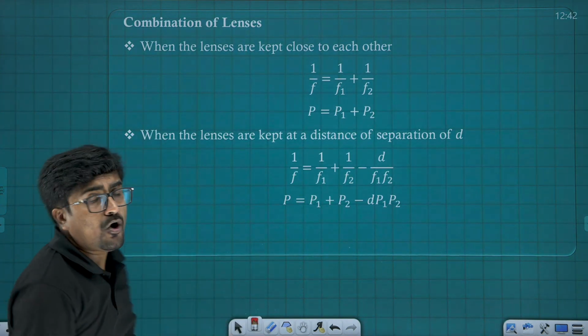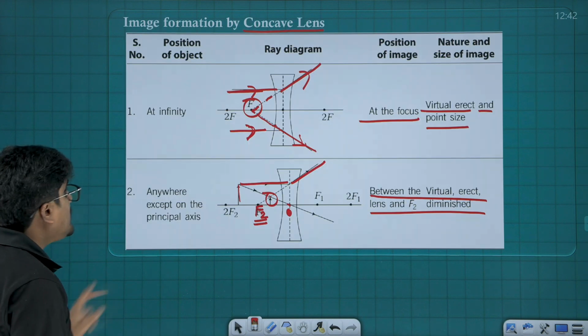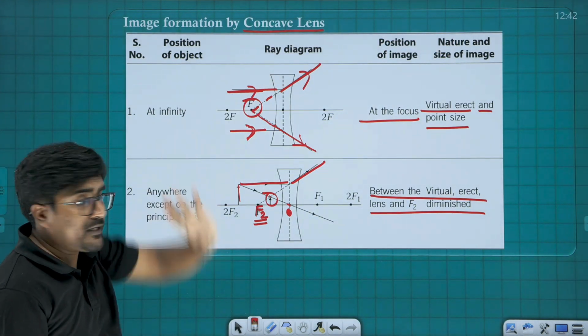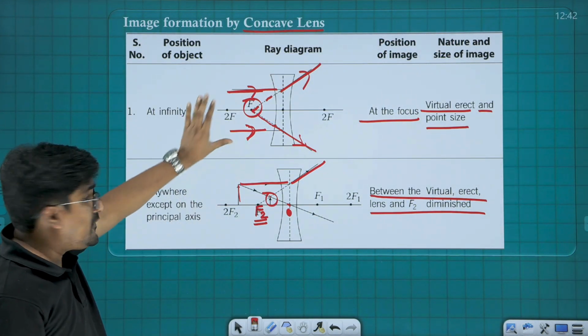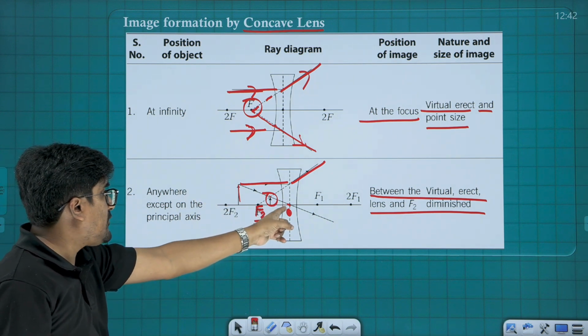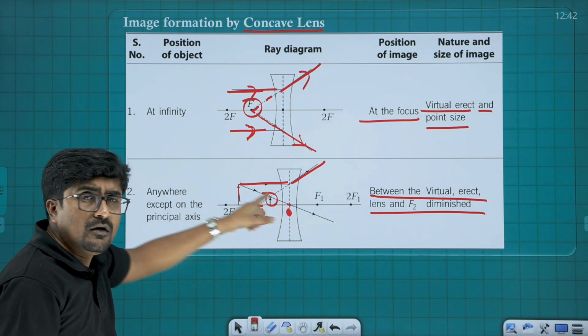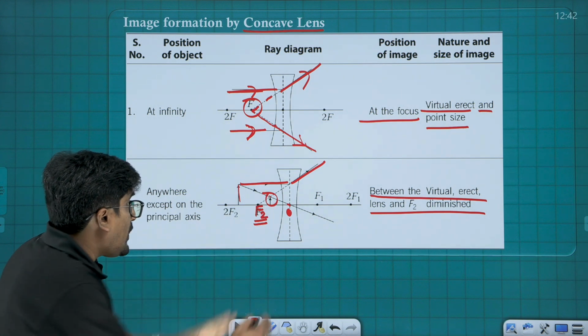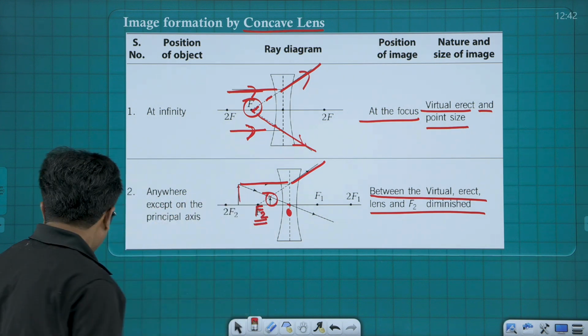And next is combination of lens. So here you are having two cases for the case of what? Concave lens. One is the object is at infinity, and the second one is at any point in front of the optical center.